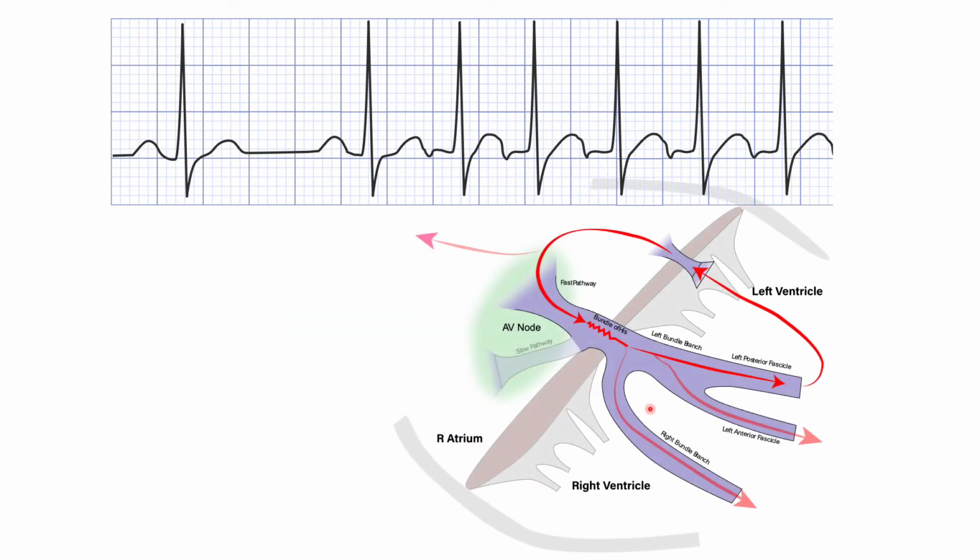Similarly with AVRT, which is a macro reentry circuit, when it initiates with a PAC, it blocks anterogradely in the accessory pathway and goes down the AV node. This delay in the AV node is required because it allows the accessory pathway to recover. Because by the time it gets to the accessory pathway, it's now had ample time to recover, and it's able to conduct retrogradely to re-excite the atrium, which can continue and form this loop. So AVRT is less likely based on this observation.